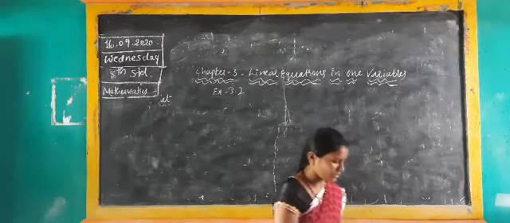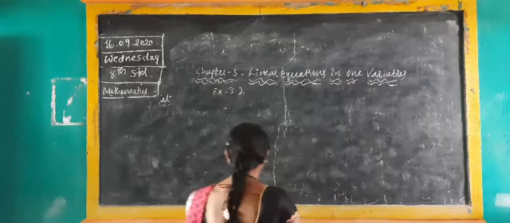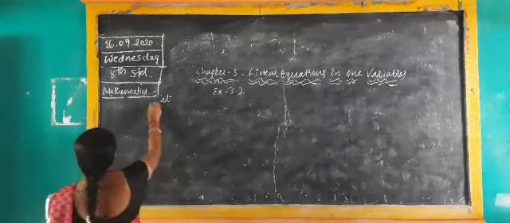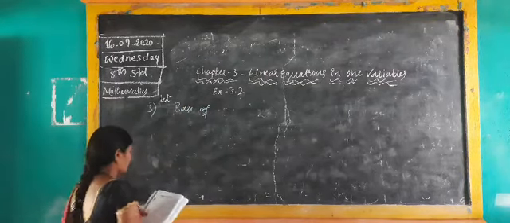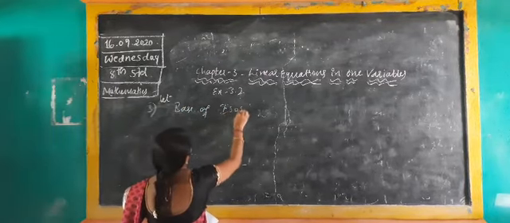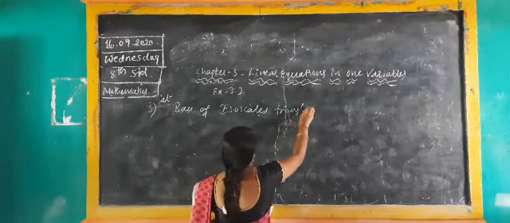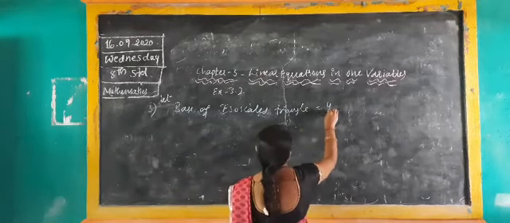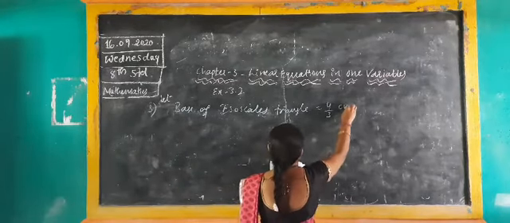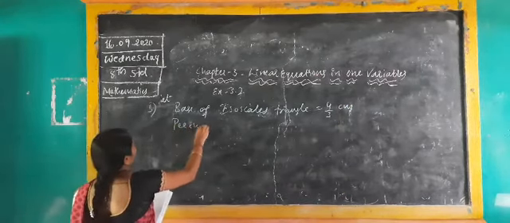Take down the third one. Base of the isosceles triangle. Isosceles triangle means what? Two sides are equal. The base of the isosceles triangle, how much is given? 4 by 3 centimeter. Next, perimeter of a triangle.